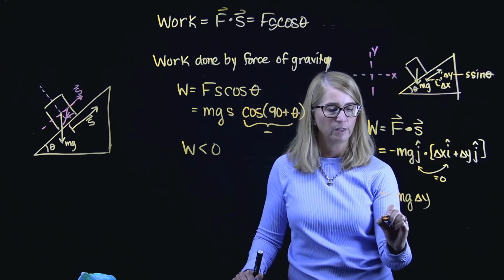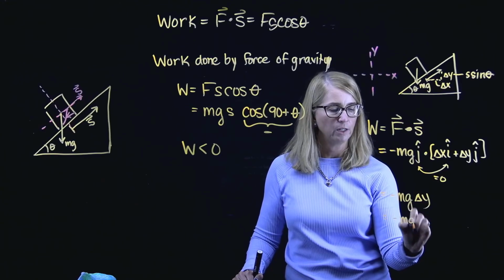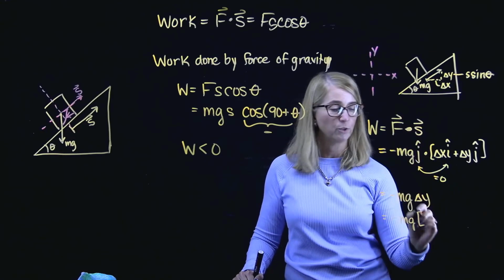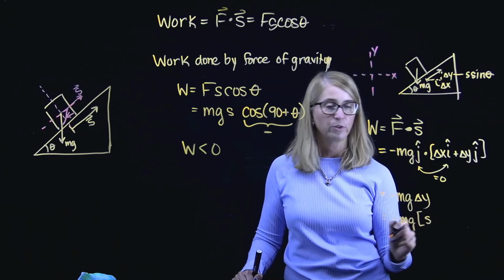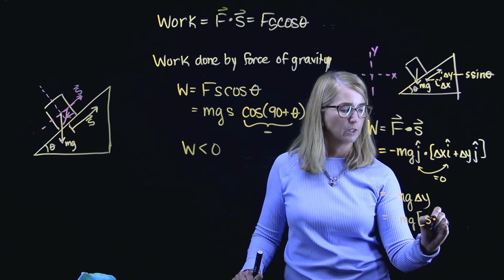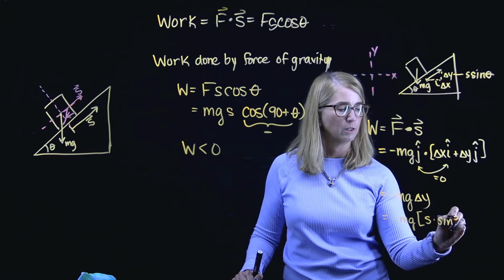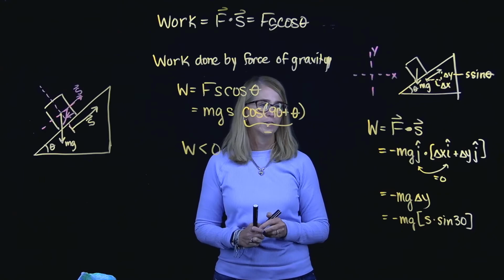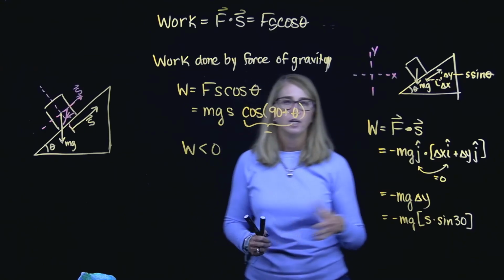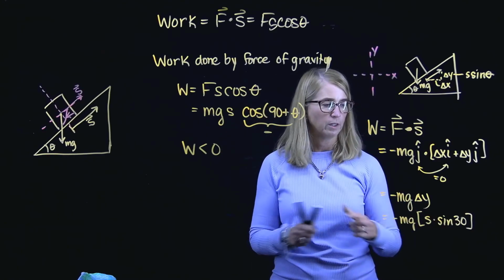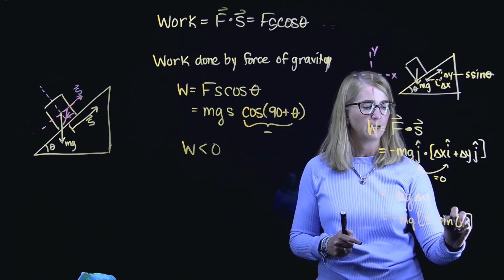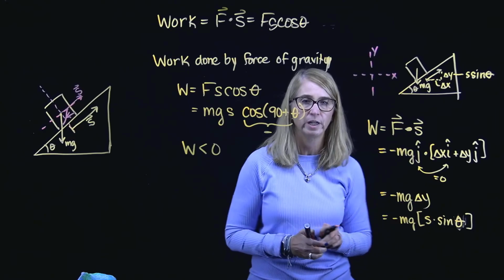So this could end up to be minus mg, and then the way that I would find the displacement in the y direction would be the displacement, which is really the hypotenuse, times the sine of 30. And again, negative work done. I put 30, but right here I hadn't really designated my angle, and so let's make it just theta.